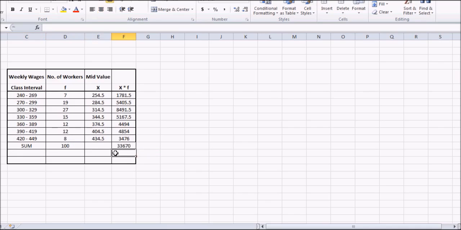And now to what would be the mean? Let me calculate the mean here. Arithmetic mean would be the sum of x multiplied by f over the total number of workers, which is 100, and this comes to be 336.7. So that is our arithmetic mean in this case.